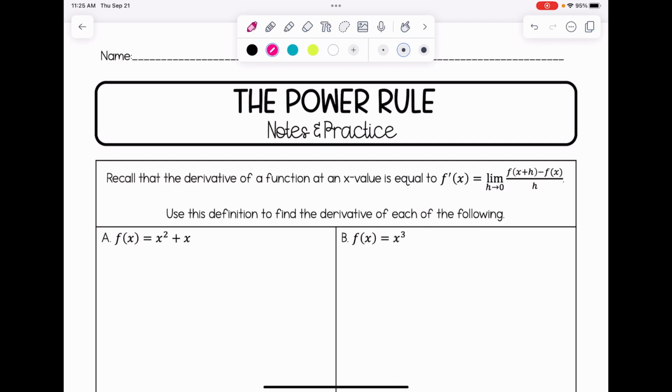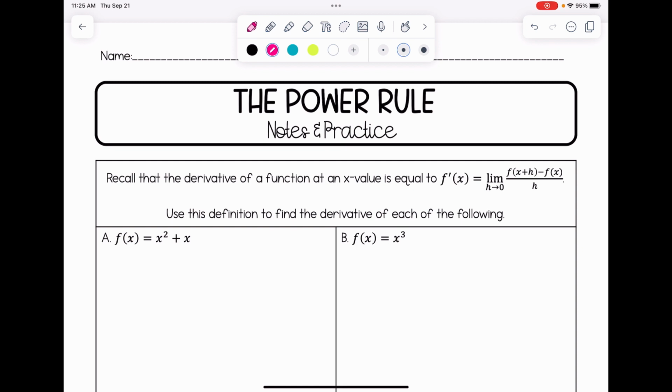In this video, we'll be learning about the power rule, which is a way to calculate certain derivatives. Recall the derivative of a function at an x value is equal to f prime of x, which is basically the limit as h approaches 0 of the difference quotient. We're going to use this definition to find the derivative of each of the following.